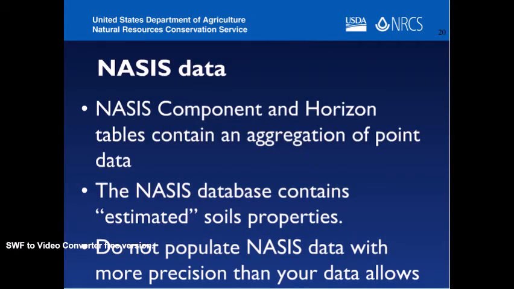So what's the take-home message here? The take-home message is that NASIS data is an estimated soil properties database, and it contains estimated properties of our components and of our horizons. And those estimates are based on an aggregation of all the point data that we have collected. Please do not populate NASIS with more precision or more degree of certainty than what your data allows.